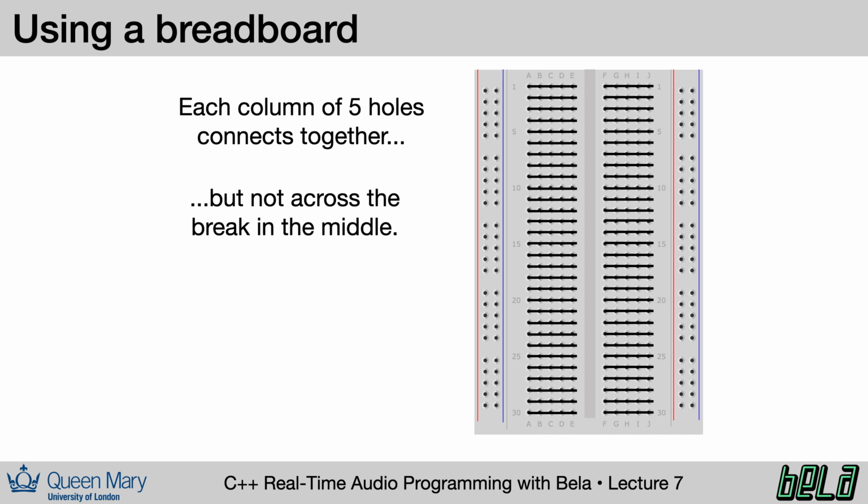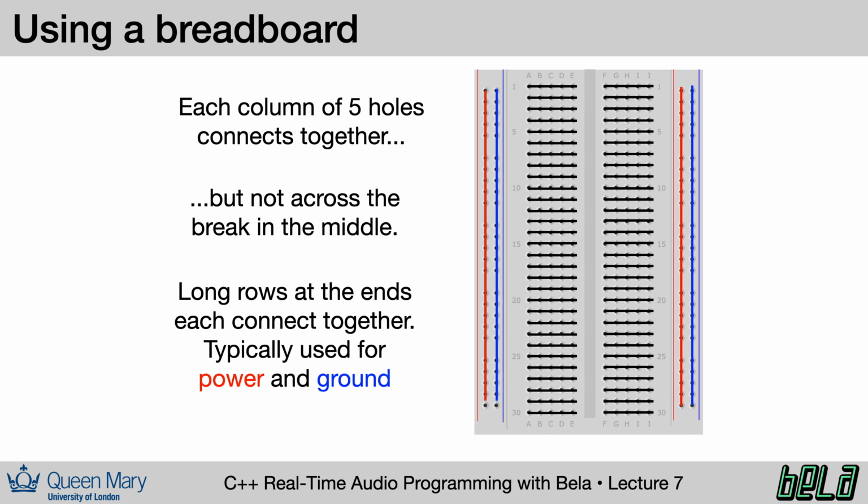This allows us to put integrated circuits in the middle of the board. At the edges of the board, you'll typically find long strips, which are entirely connected together. On some breadboards, these are labeled with blue or red stripes to indicate their usual function, which is to connect them to power and ground to make it convenient to access these signals in your circuit.